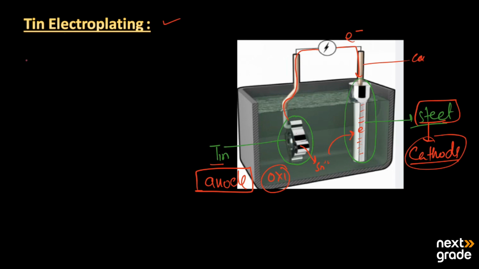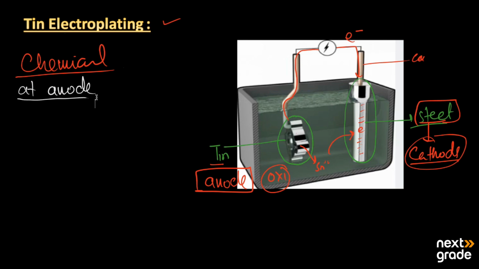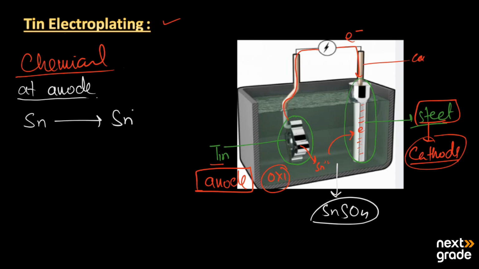Now what is the chemical reaction that takes place as a result of tin electroplating? The first reaction takes place at the anode. One thing you must remember is that the electrolyte we are using is stannous sulfate. So at the anode, the tin undergoes oxidation and carries the charge 2+, and here we have this process.